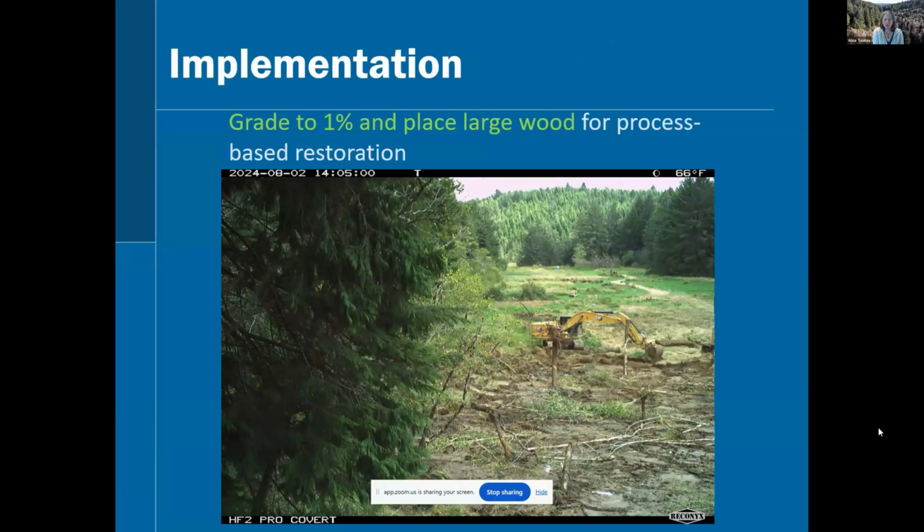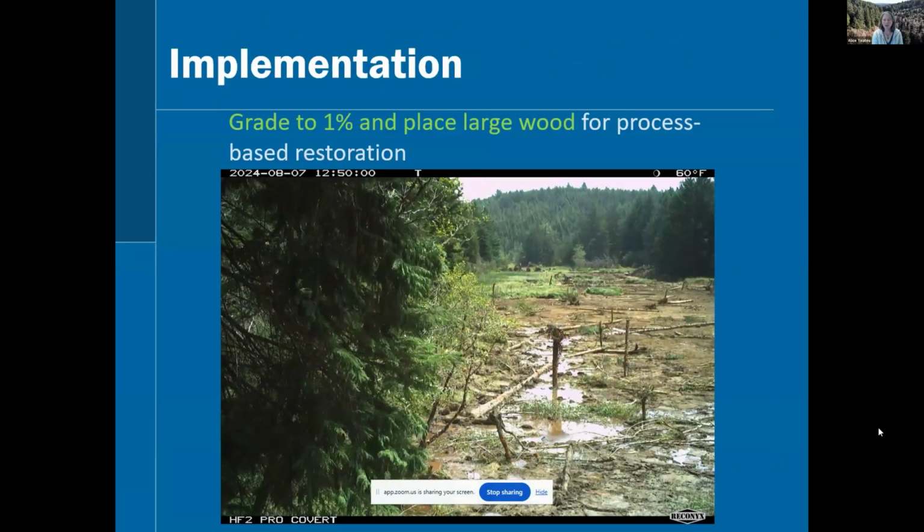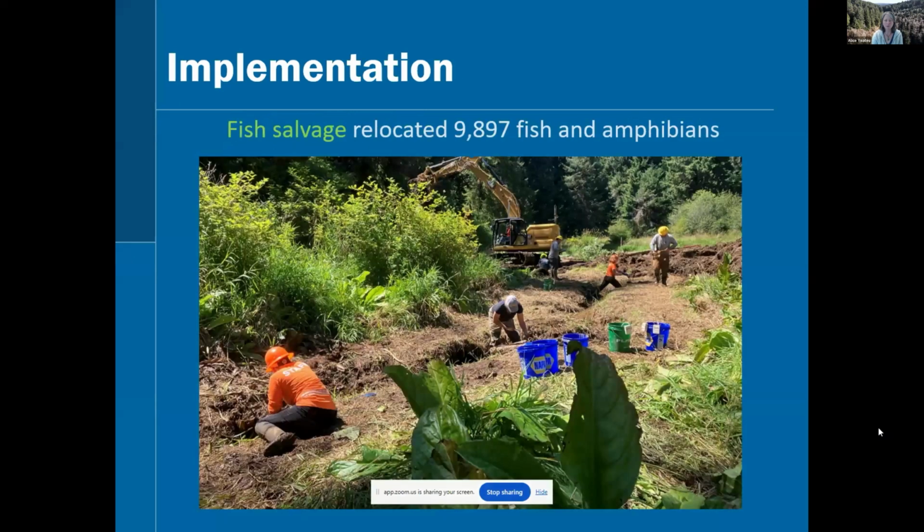And so moving on to implementation, as I mentioned, grading the valley and placing large wood for that process-based restoration. Large wood is really important because it intercepts flow and slows flow and changes the dynamics of it, and that deposits sediments within the system rather than flushing through the system, and that helps develop those flow pathways.